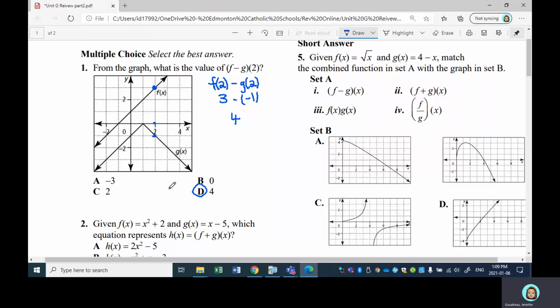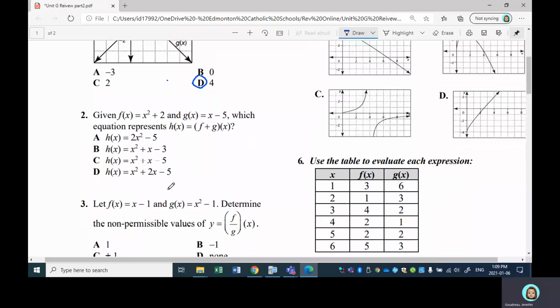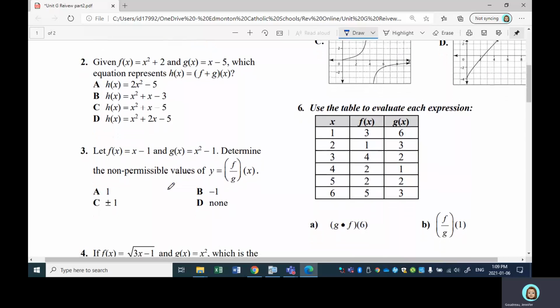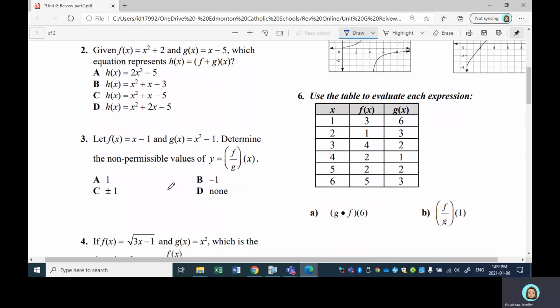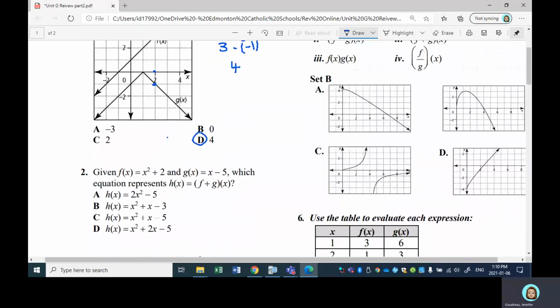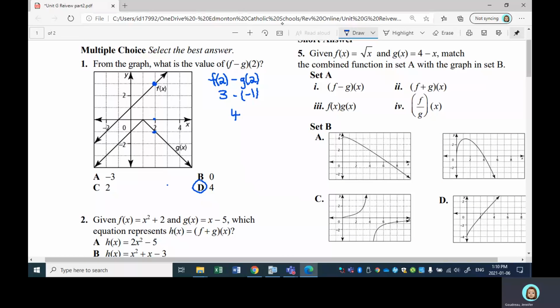Question 2: given f at x equals x squared plus 2 and g at x equals x minus 5, which equation represents h at x, which is f plus g at x? So we're not looking for a value in this case. Notice that when I talk about adding and subtracting at a certain value, we're adding and subtracting the y values. The x values remain the same, whereas our y values are the ones that we end up putting together.